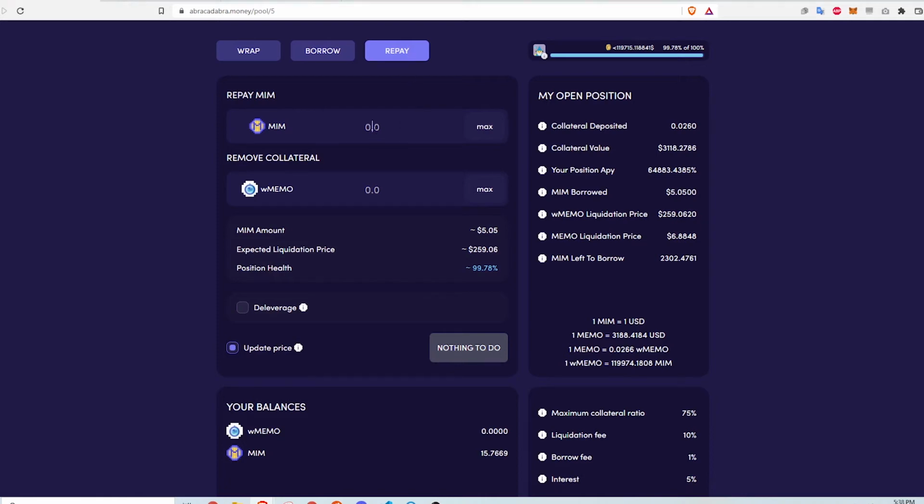I click repay and select the max amount of MIM to repay. Since I want to keep my collateral deposited to maybe borrow more later, I'm going to set this remove collateral field to 0.